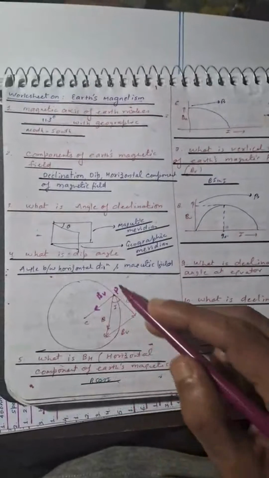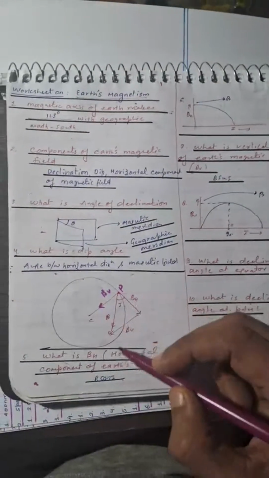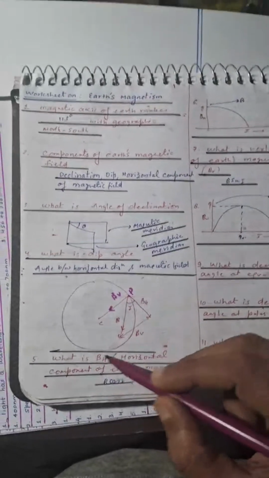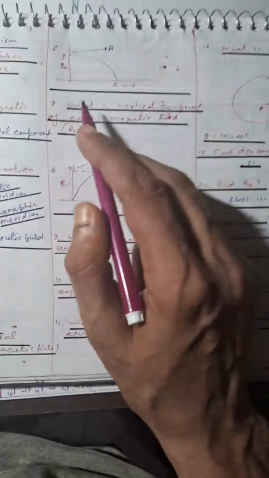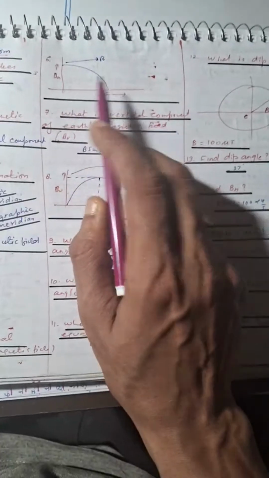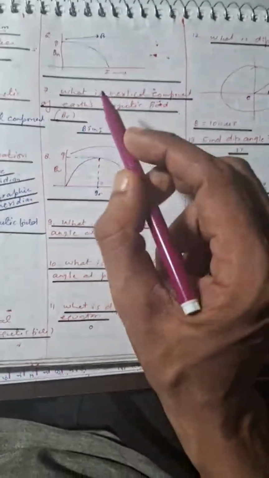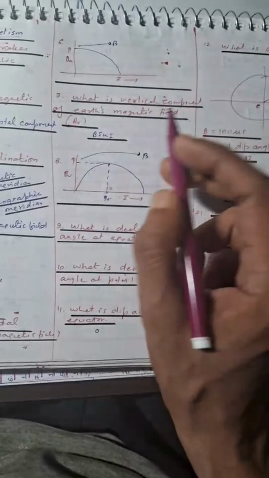Next is, what is BH? So as we can see from over here, BH will be B cos I, as taking the component along the tangent. Then is graphical analysis of B versus I. So the graph will be like this. It will be maximum for theta is 0 and it will be minimum when theta is 90.